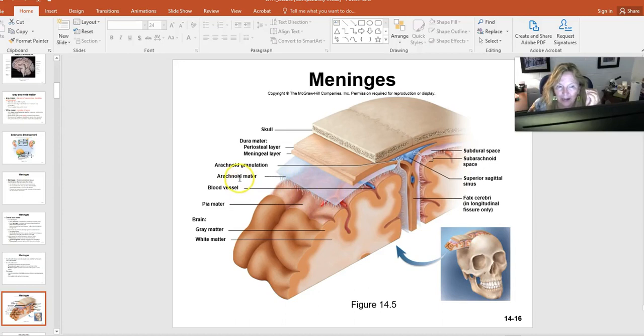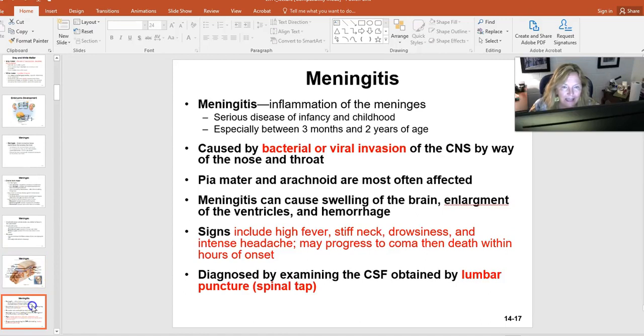So again, arachnoid means spider, doesn't it? We think of webs with spiders. So this is where the name comes from. This would be a great section for you to look at to try to really understand where these three distinct meninges, aka membranes, are actually located.